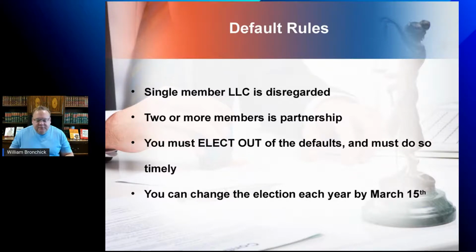Now, by the way, two or more members, it's going to default you to a partnership. Now, what about husband and wife? This is the one when people get confused. If you're husband and wife, you can choose to be a partnership or disregard it if you file jointly.